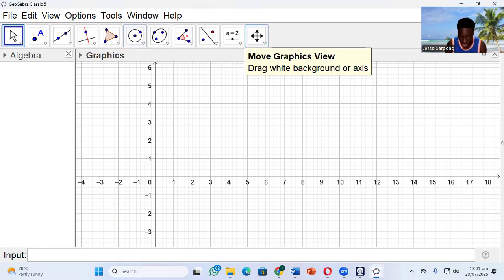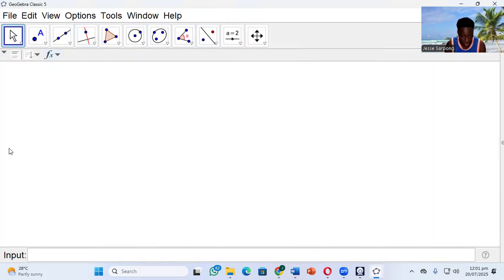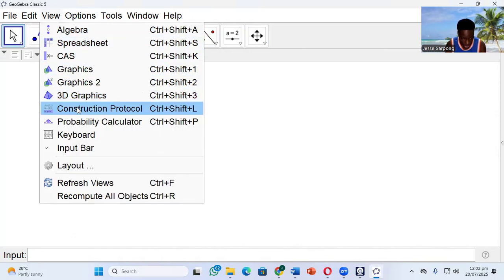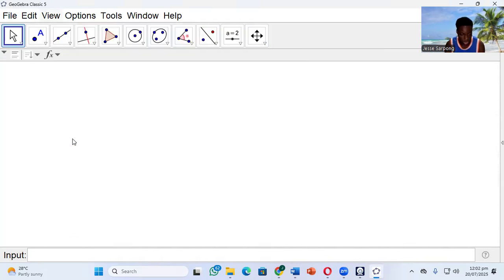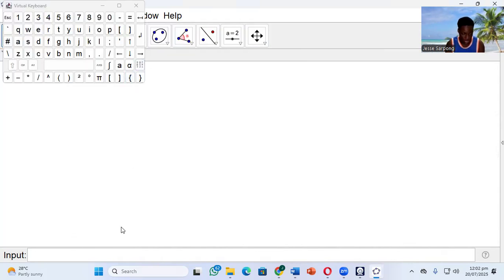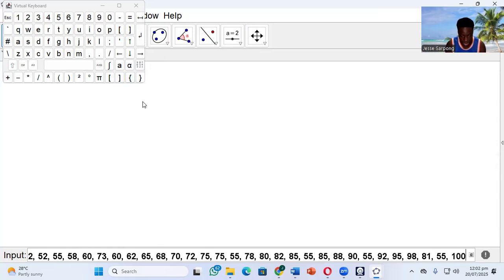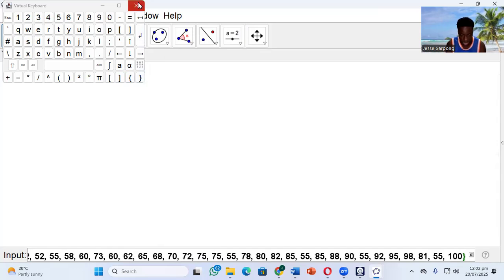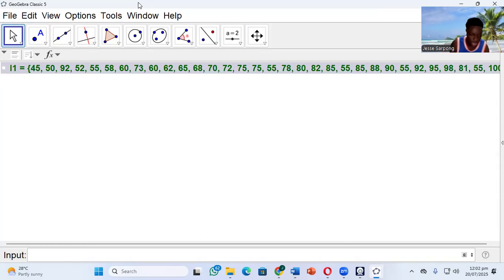And with this, I will not need the graphics, please. I'll only be dealing with the algebra for now. So what I'll do is I'll go to view. I want the keyboard here, because I would like to get the curly bracket from the keyboard. Then I place my numbers over here. Enter. So what GeoGebra does is it gives me the list. The numbers are inputted. It gives me the list.